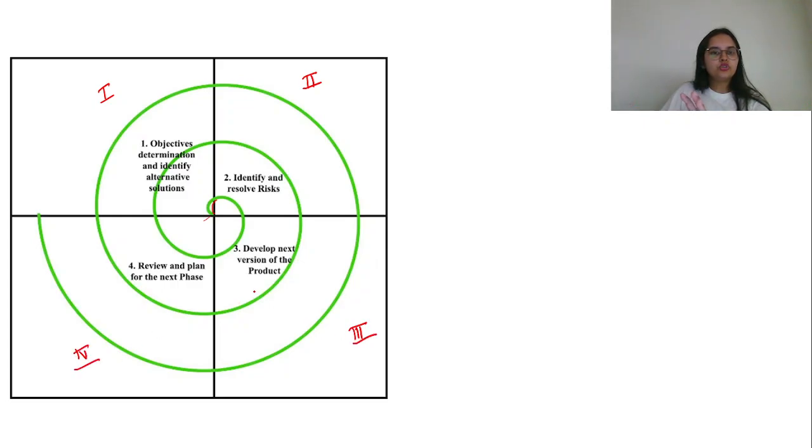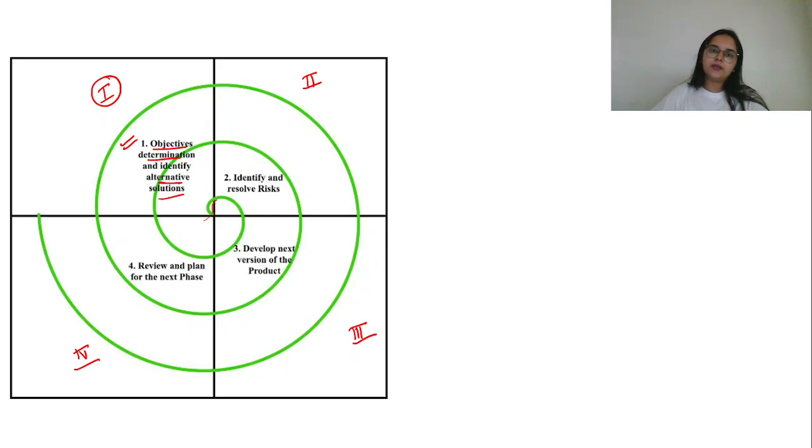Each quadrant has certain steps defined. The first quadrant helps in objective determination and identifying the alternative solutions. This means in the first quadrant, we determine the objectives and the alternative solutions for any problem. The first quadrant involves requirement gathering as well as defining the objectives, and then once we have all the objectives, we look for alternative solutions, so that we can select the best possible solution and move forward with that.